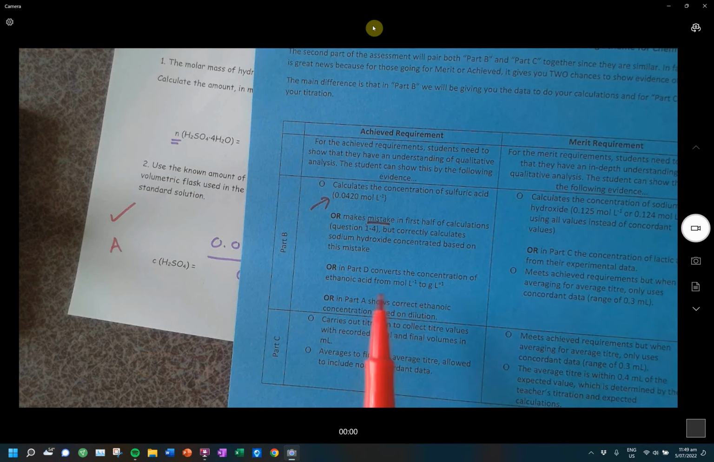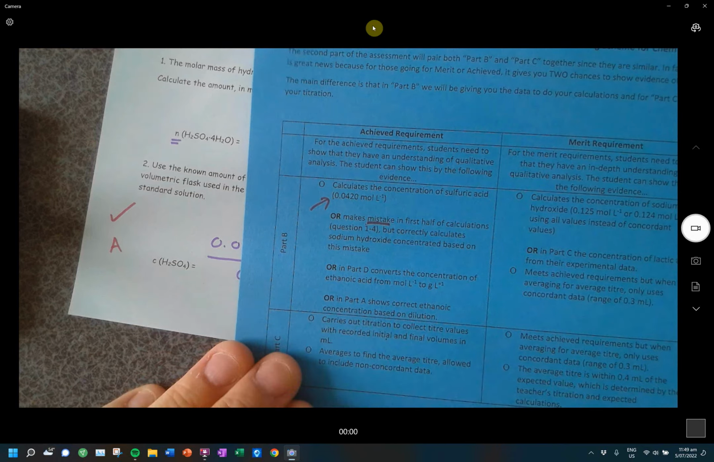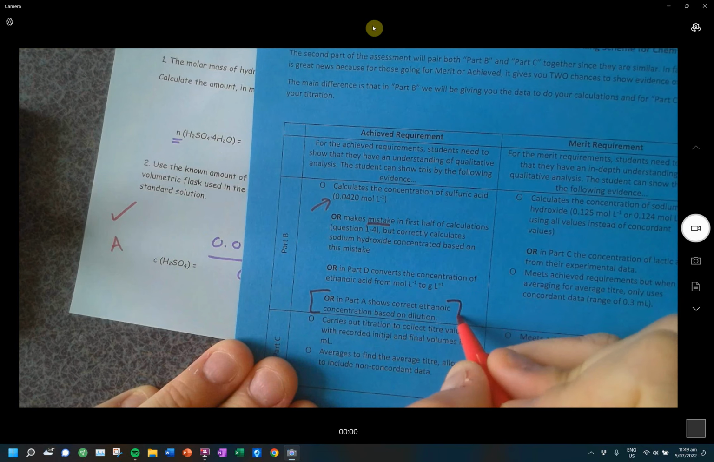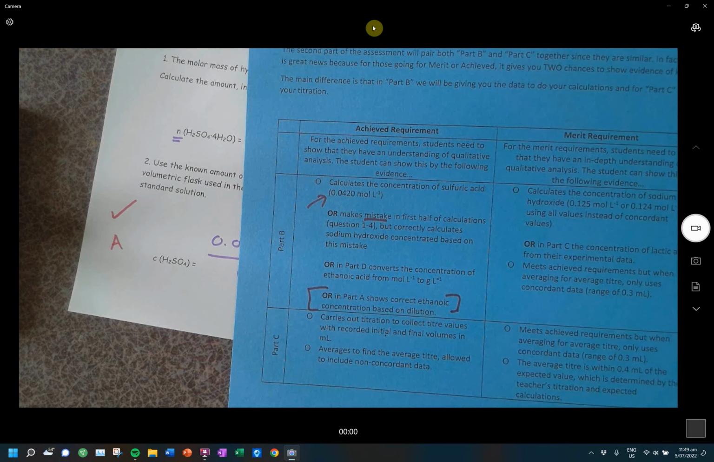The other thing, part D, there's a calculation there, and I can take that as evidence. I can also take your part A. So let's say that you are able to show me your dilution calculation. I can still mark you at the Achieve level. So that's the good news, is that if you make a mistake here, I can take the evidence from other places. Are we okay with that so far?